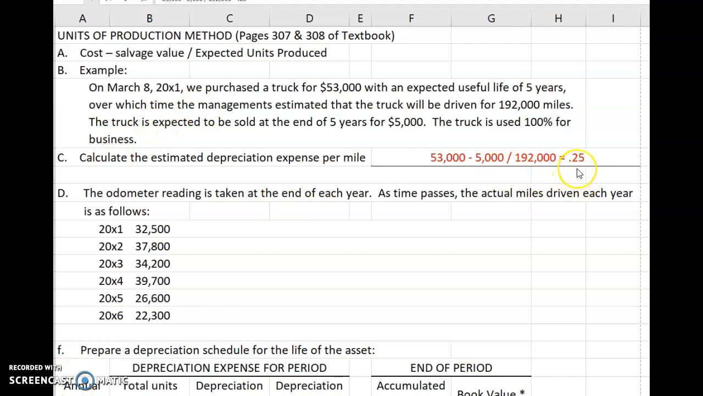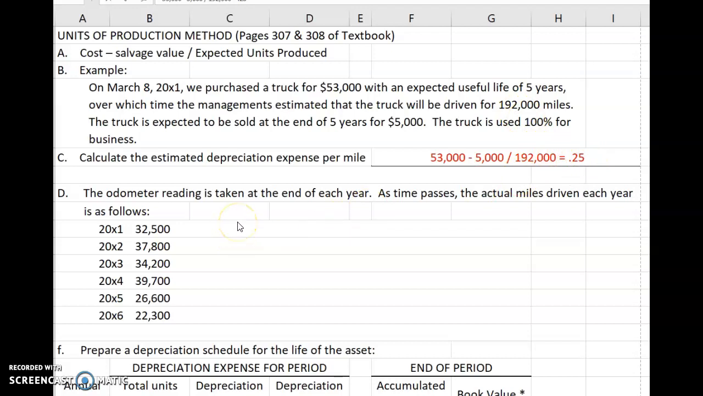Did you get 25 cents per mile? Cost of $53,000 minus $5,000 of salvage value divided by 192,000 expected miles equals 25 cents per mile.